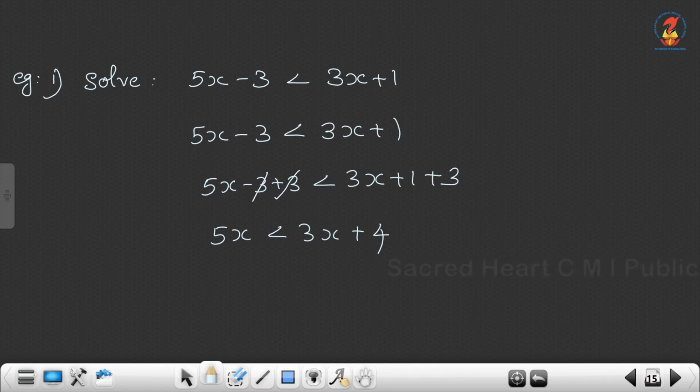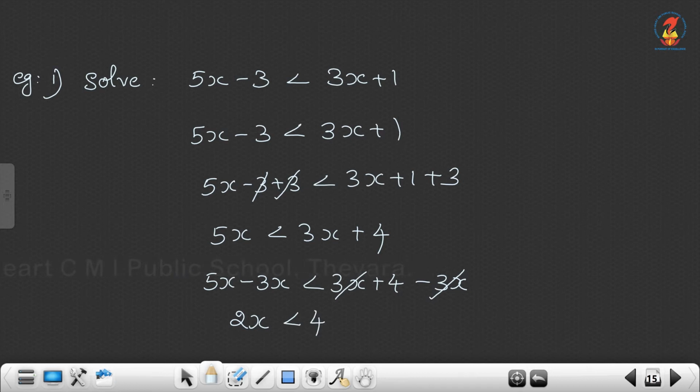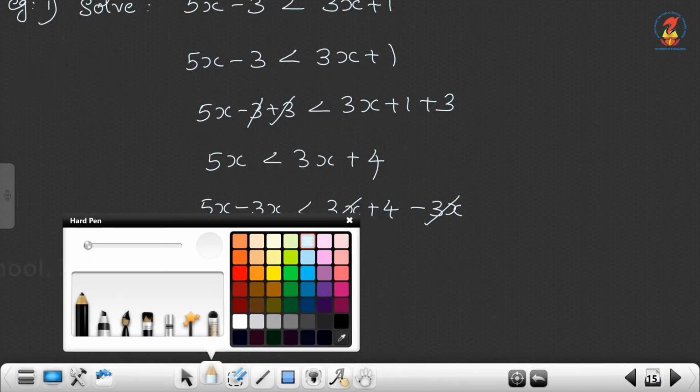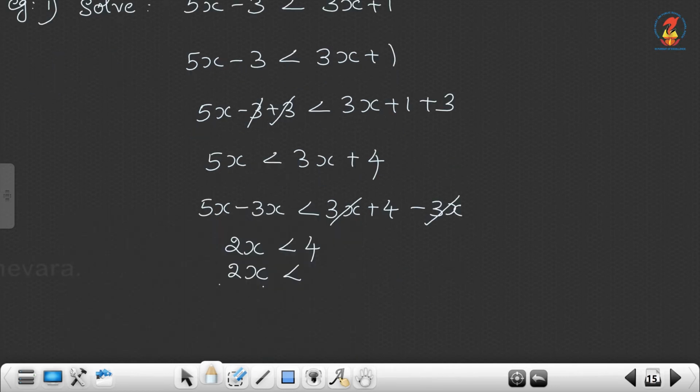Then if I subtract 3x, the right side also you have to subtract. So this will cancel, and 2x is less than 4. So what is x? Here it is 2x, so we have to divide by 2: 4 by 2, so x is less than 2. So this is the actual method.